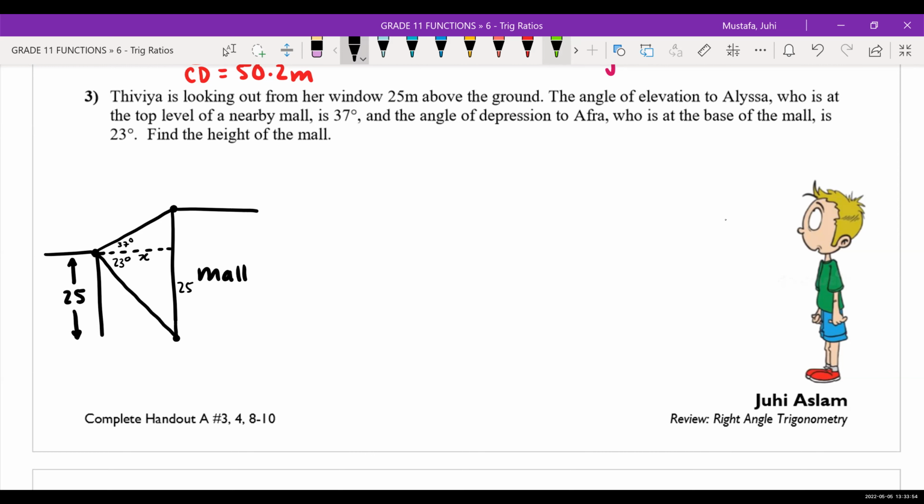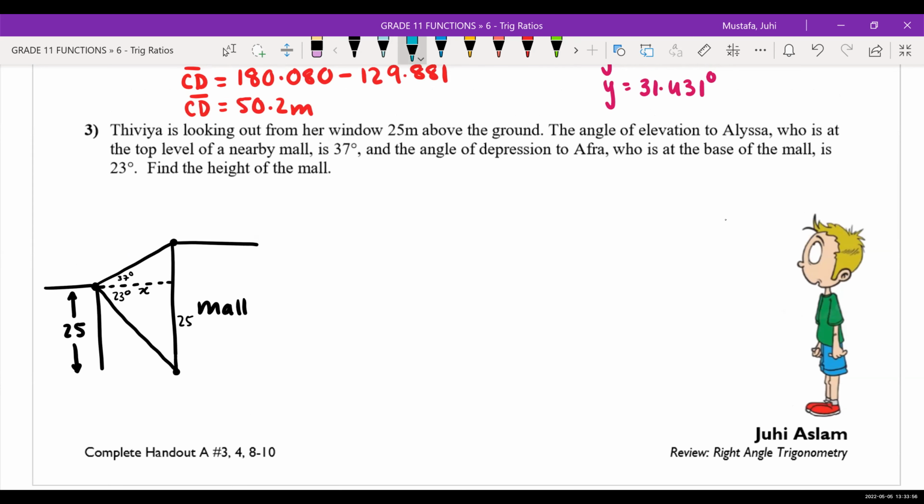All right, so that means in order for me to find X, it's going to be opposite and adjacent. So I'm going to say tan 23 degrees is equal to 25 over X. And then to solve this, I'm just going to switch those around. So it's going to be 25 over tan 23. We're going to calculate that. 25 divided by tan 23 is going to give us 58.896 meters.